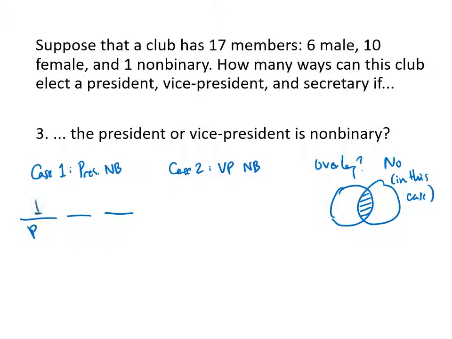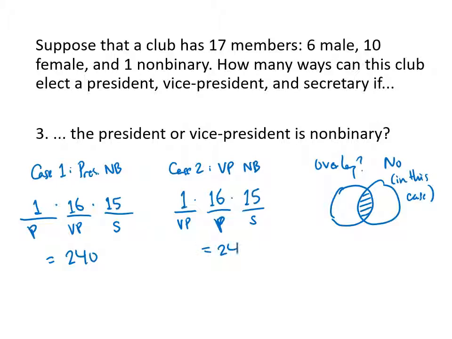there's only one choice for the president, but we've got 16 choices for the vice president and 15 choices for the secretary. And that's going to give us 240 possibilities in that case. Now, with the vice president being non-binary, there's no rule that says that we have to choose the president first. So let's go ahead and choose the vice president first. And again, we know that that's going to be our one non-binary person, and then 16 choices for the president, and then 15 choices for the secretary. So again, we get 240.